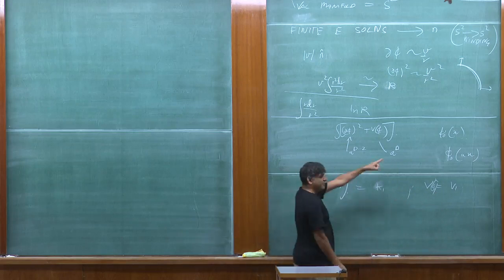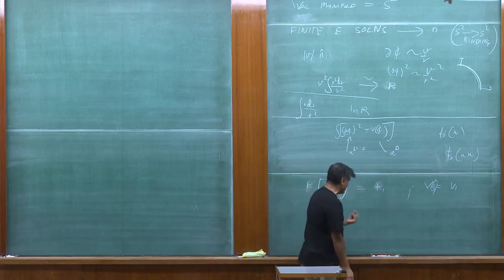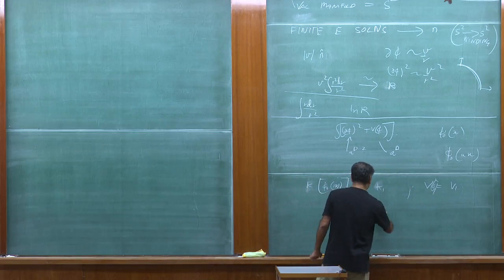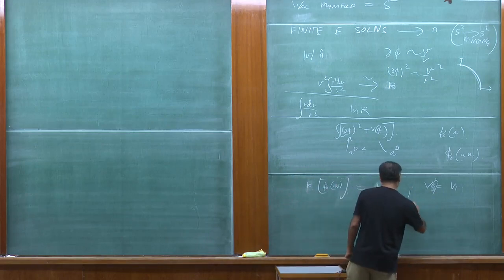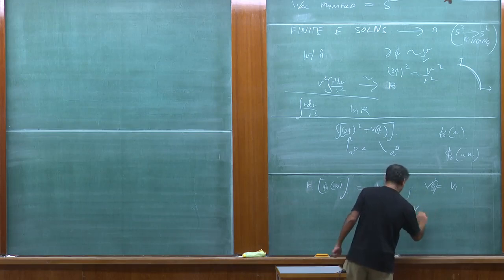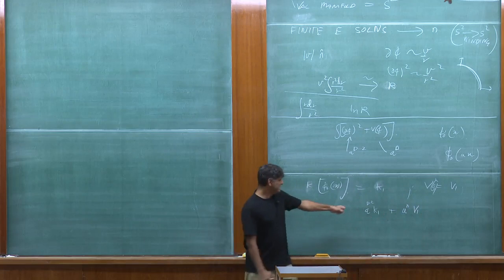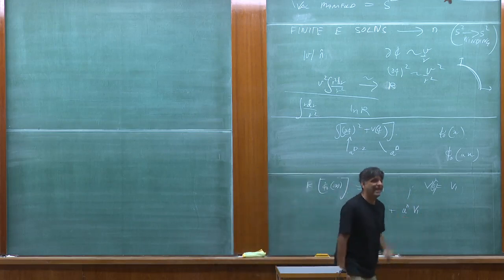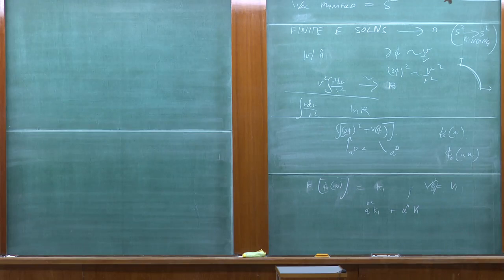Now, when we do this A, we're going to get A to the power D minus 2 times K1 plus A to the power D times V1. Since these are both positive and in D greater than 2 the powers are also positive, it's impossible for that to be a stationary condition for variation with respect to A. It's a monotonic function in A.